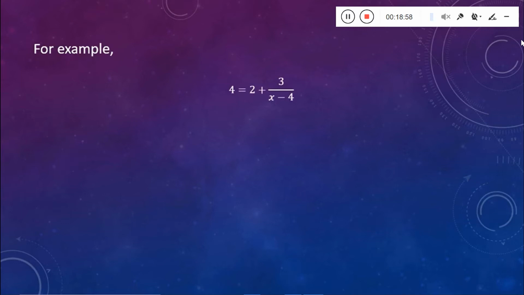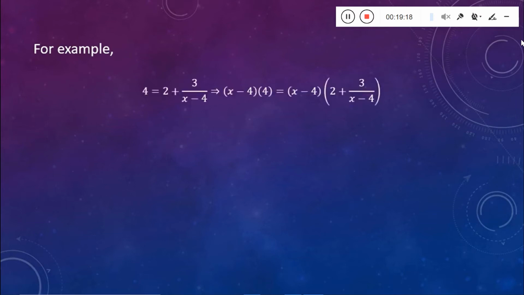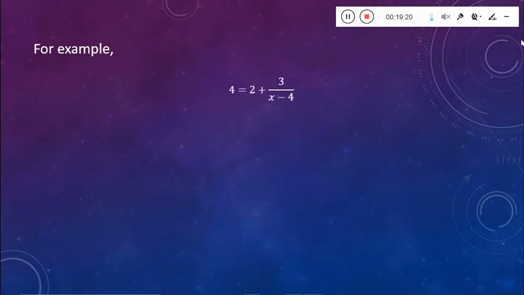So here, kind of basic equation here. 4 equals 2 plus 3 over x minus 4. So I need to find a common multiple between the bottoms of each of these fractions. Well, there's only one fraction here. There's just x minus 4. So what I'm going to do is multiply each side of this equation. Again, just on the top, not on the top and bottom. Once again, that's my bad. I apologize.